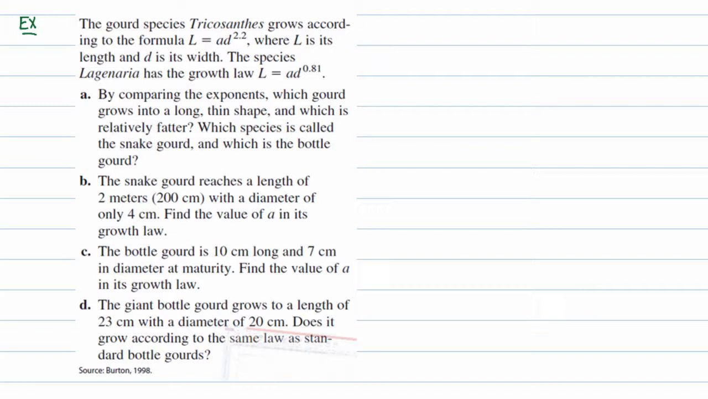The species Lagenaria has the growth law L equals AD to the 0.81. So we have two different species. Okay? Trichosanthes and Lagenaria. I hope I'm saying that correctly. So you can think of one as a pumpkin and one as a squash. Okay? By comparing the exponents, which gourd grows into a long, thin shape, and which is relatively fatter?